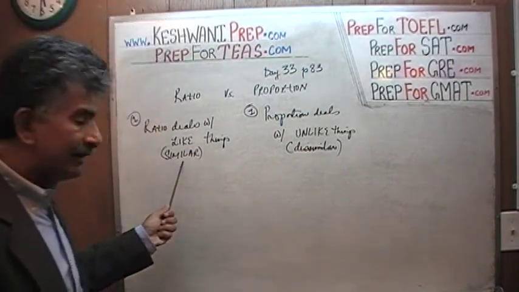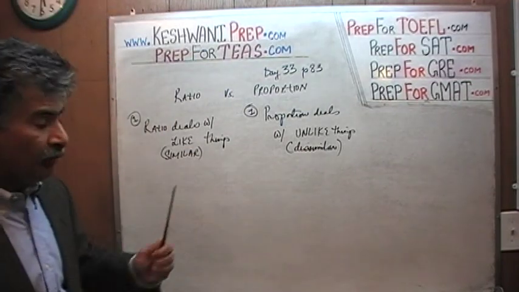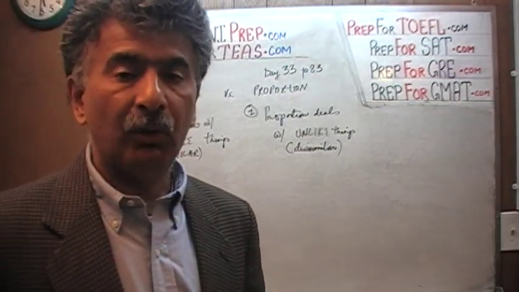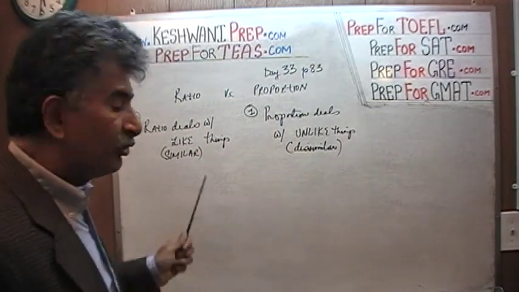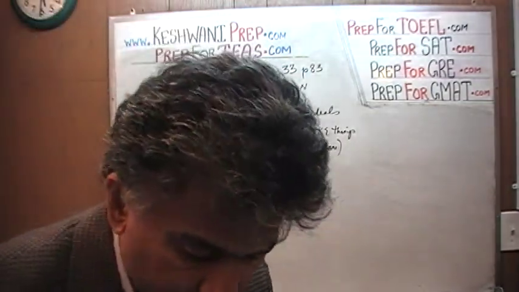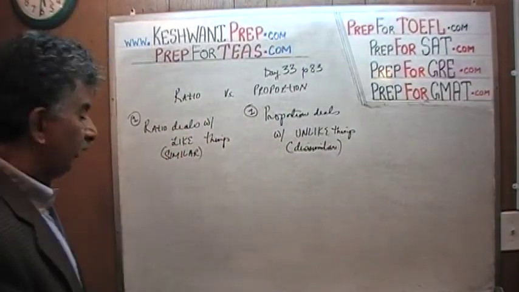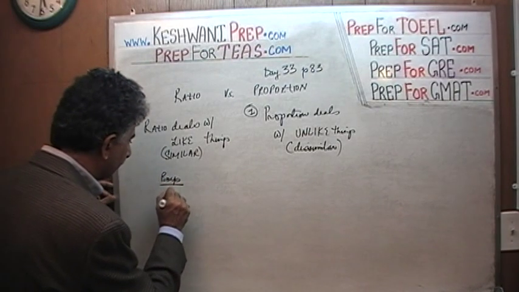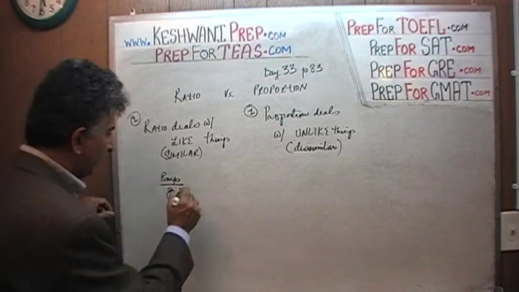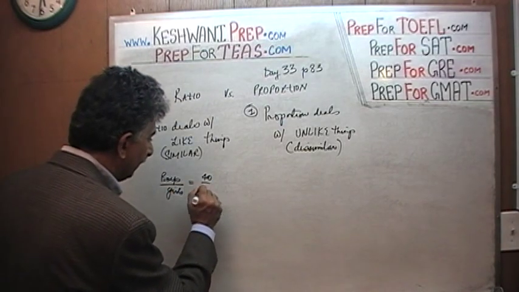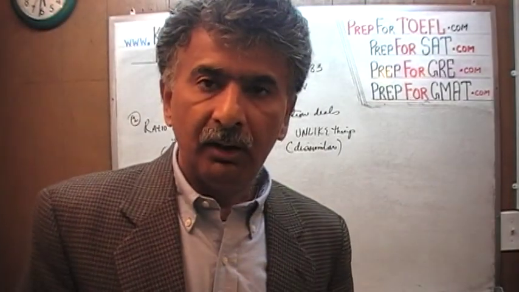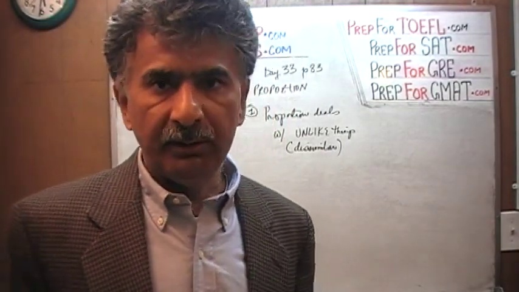Like things as in similar things. Proportions, on the other hand, deals with dissimilar things, things that cannot be added or subtracted. Ratios deals with things that can be added or subtracted. For example, in ratios, we can talk about the ratio of boys to girls. So if somebody tells us the ratio of the boys to girls is 40 to 30, then it's quite reasonable to ask ourselves, how many students are there altogether? Well, there are 70. We can add them.